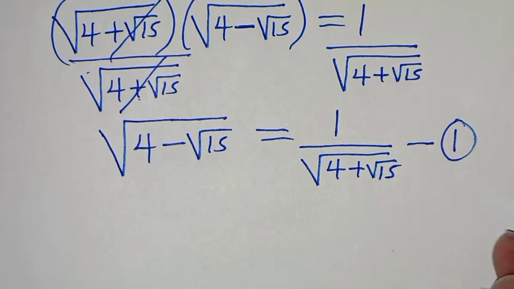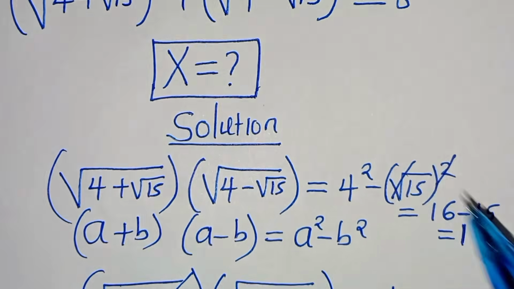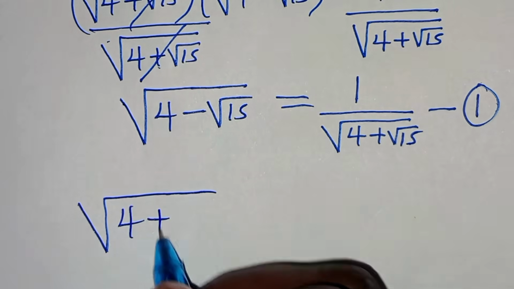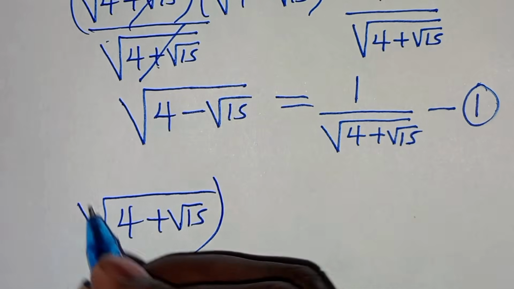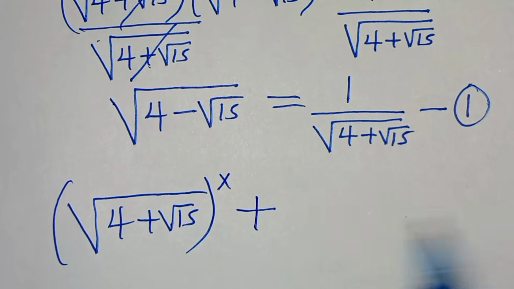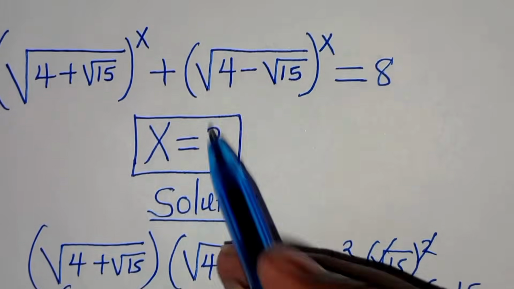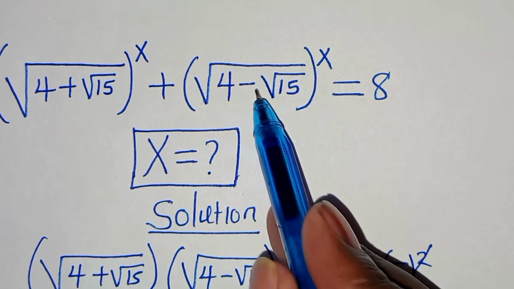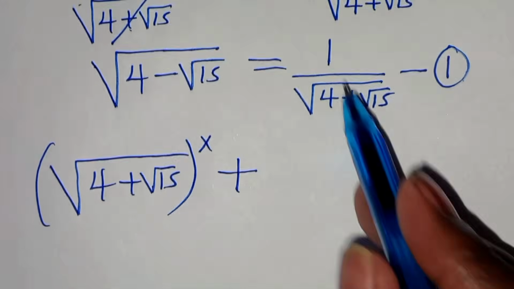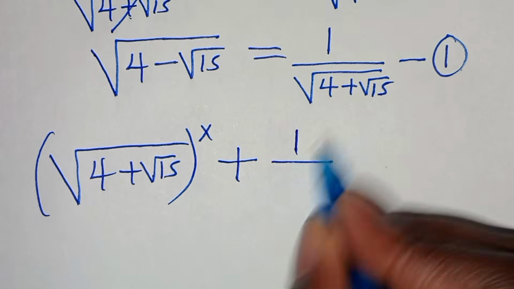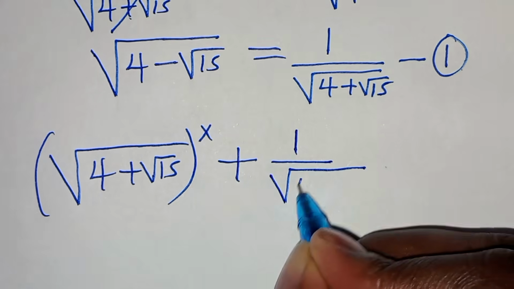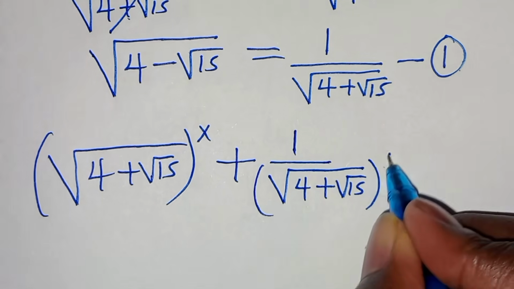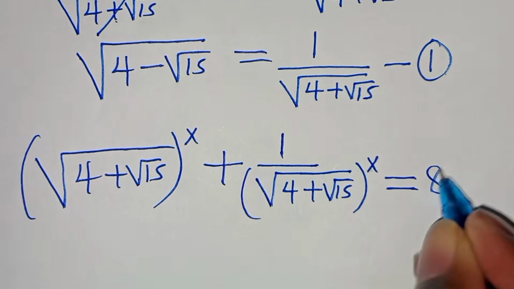Now, let's resume back to the original equation, which is square root of 4 plus square root of 15 raised to the power of x, then plus square root of 4 minus square root of 15 to the power of x. We can substitute square root of 4 minus square root of 15 with 1 over square root of 4 plus square root of 15, raised to the power of x. This is equal to 8.